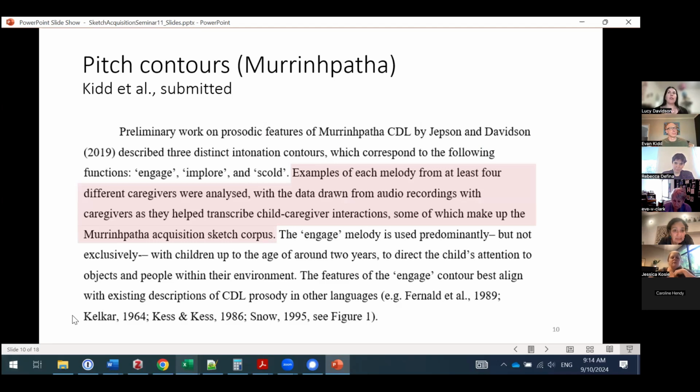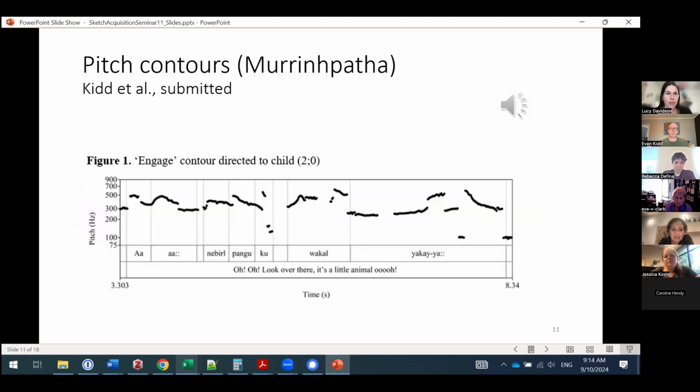So the data we used for this analysis are actually from transcription sessions with caregivers. Some of these transcription sessions we were working on the recordings for the sketch data. Some of them were for the broader corpus, but some were for the sketch data. And we've got some examples of these three melodies.